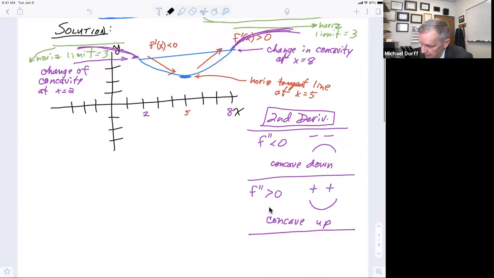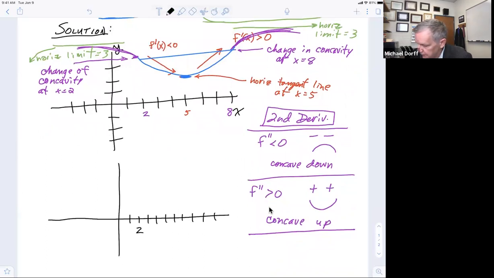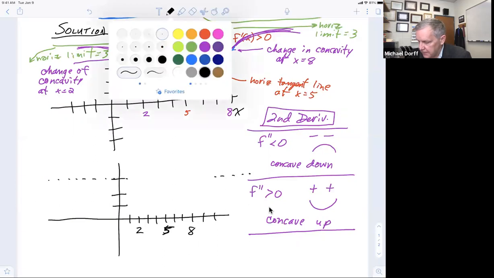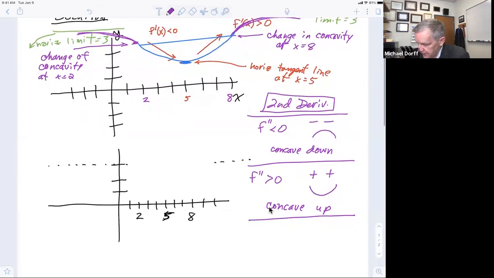I think it'd be helpful. And I'm going to use all this information. 1, 2, 3, 4, 5, 6, 7, 8, 9, 10. And my important points are 2, 5, and 8. And on the y-axis, my important one is I'm going to have this horizontal limit at 3. Now it doesn't tell me any other value, so I can move what I drew up above, I can move it up and down. So I'm going to use purple here to graph this.